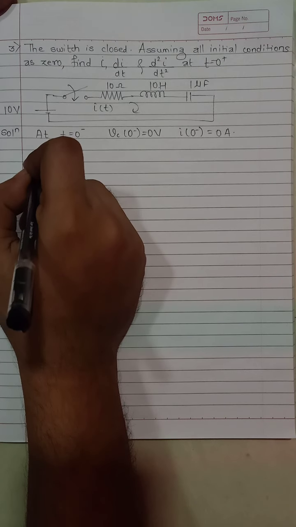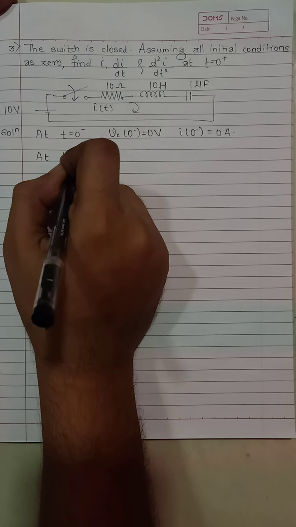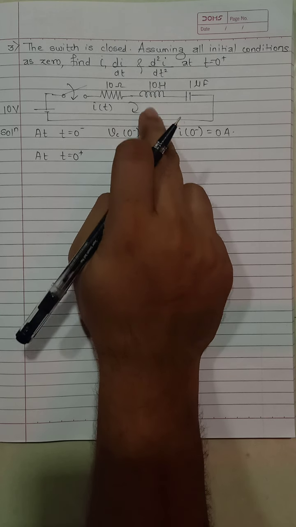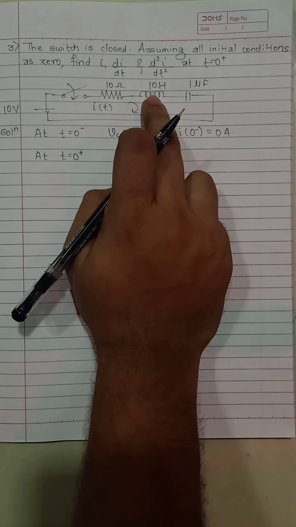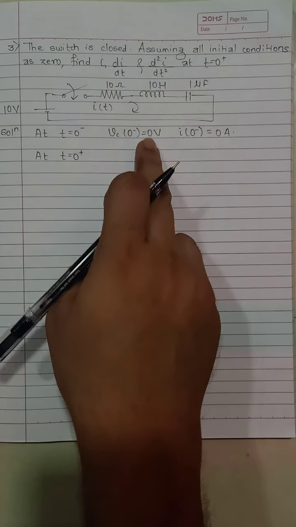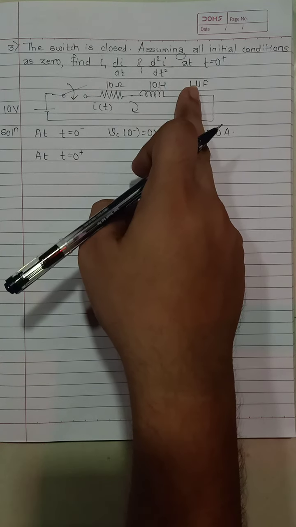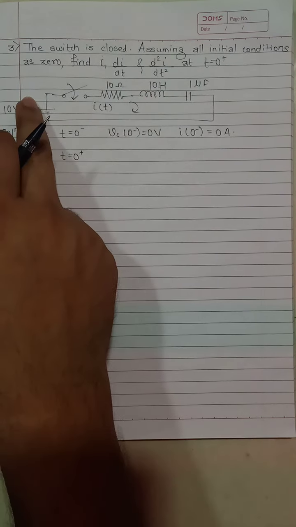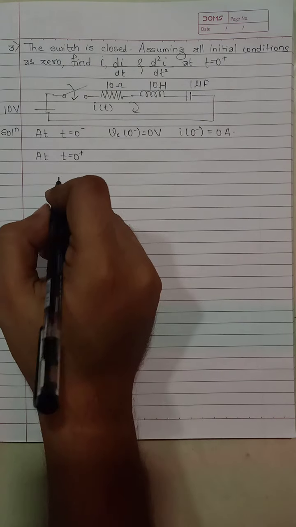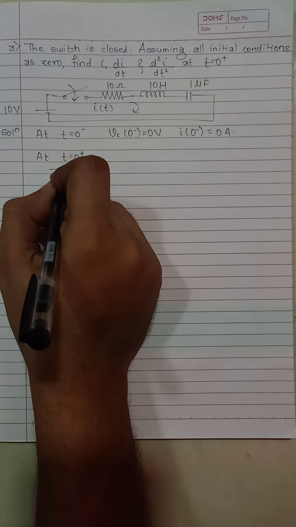Now I'll go for t is equal to 0 plus. We'll replace the inductor with a current source, but since the current is 0, we'll replace it with an open circuit. Capacitor voltage 0 will be replaced with a short circuit. Since this is open, no current will flow at t is equal to 0 plus. How will the circuit look at t is equal to 0 plus?